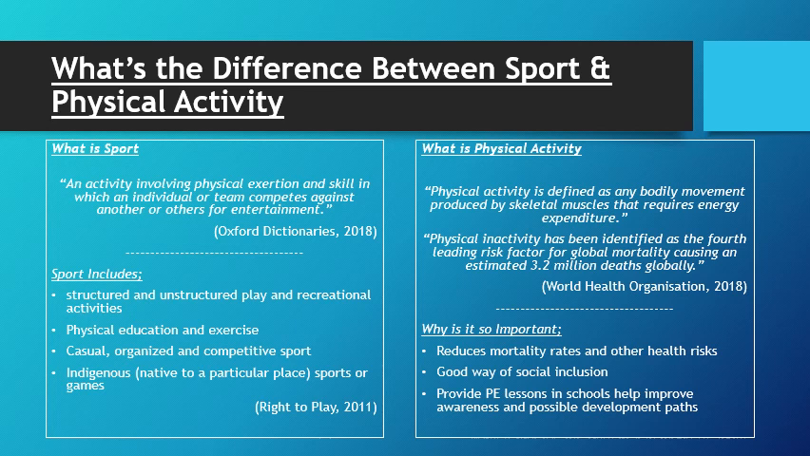Physical inactivity has been identified as the fourth leading risk for global mortality, causing an estimated 3.2 million deaths globally. The reason for staying active is it reduces mortality rates and other health risks. It's a good way of social inclusion and also works towards many other wider development goals, as you'll see later in this presentation.